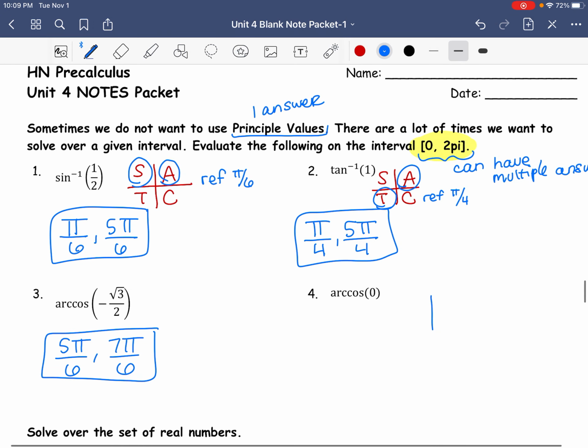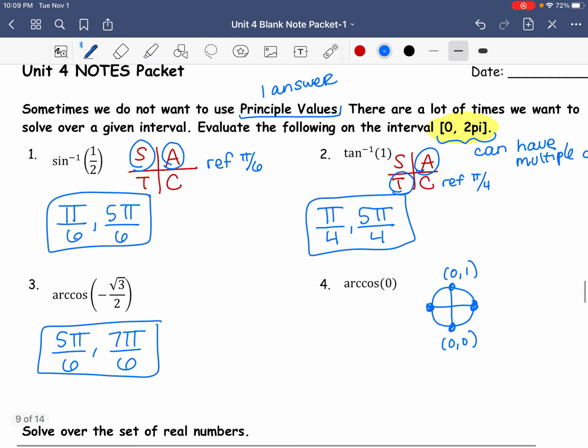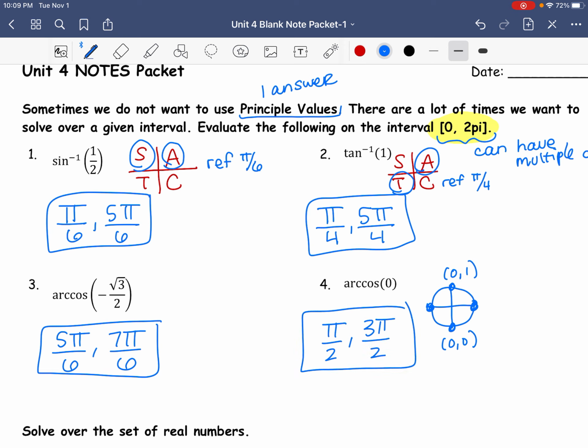Okay, number 4 is a special case. I can go all the way around from 0 to 2 pi, but it's a special case, meaning it's on the axis. And I need to know where the x-coordinate, because cosine is the x-coordinate, is 0. And the x-coordinate is 0 straight up in the air, which is pi over 2, and straight down, which is 3 pi over 2. Please make sure you're listing it as 3 pi over 2, because the restrictions are 0 to 2 pi, which means all of my answers are positive.